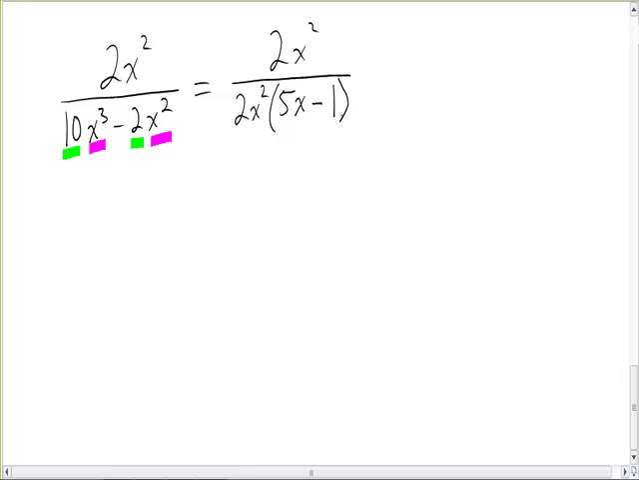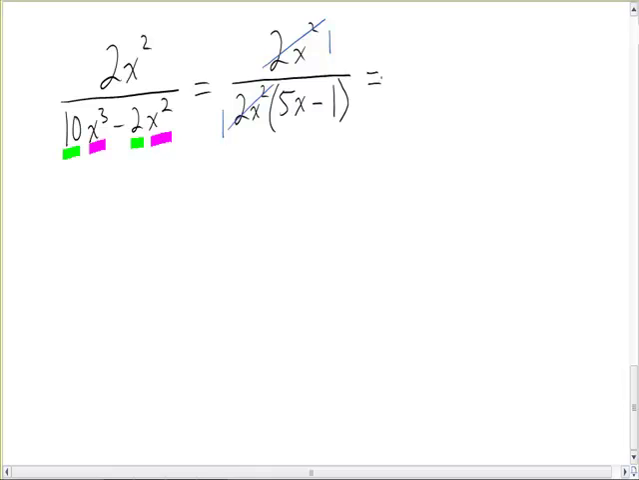So now, having factored the denominator, I see that I now have something I can cancel on top and bottom. I've got 2x squared over 2x squared. Well, those are both going to go to 1. They're both going to become 1 because they can cancel each other out. Remember, anything divided by itself is 1.